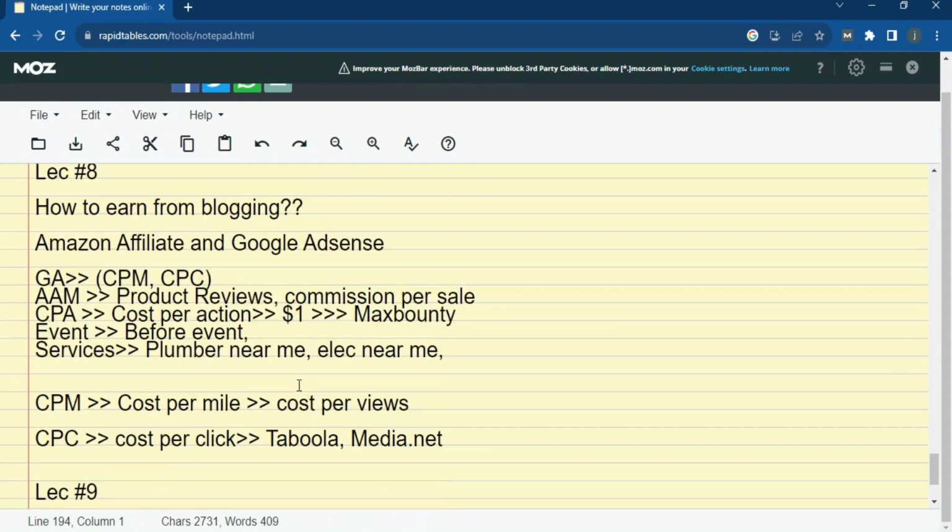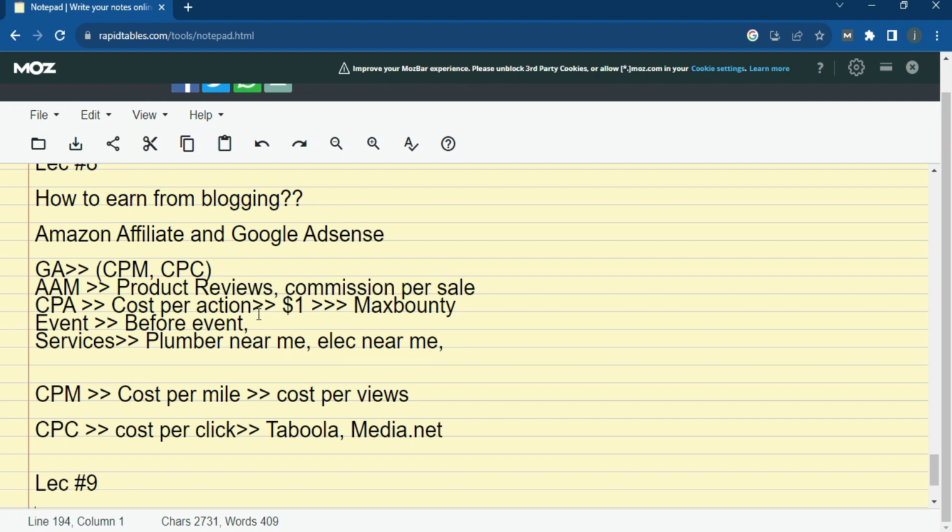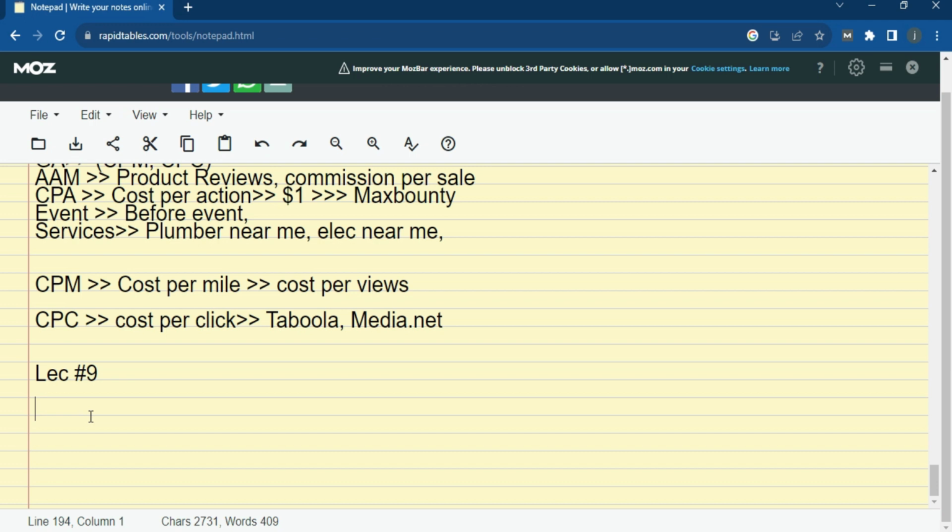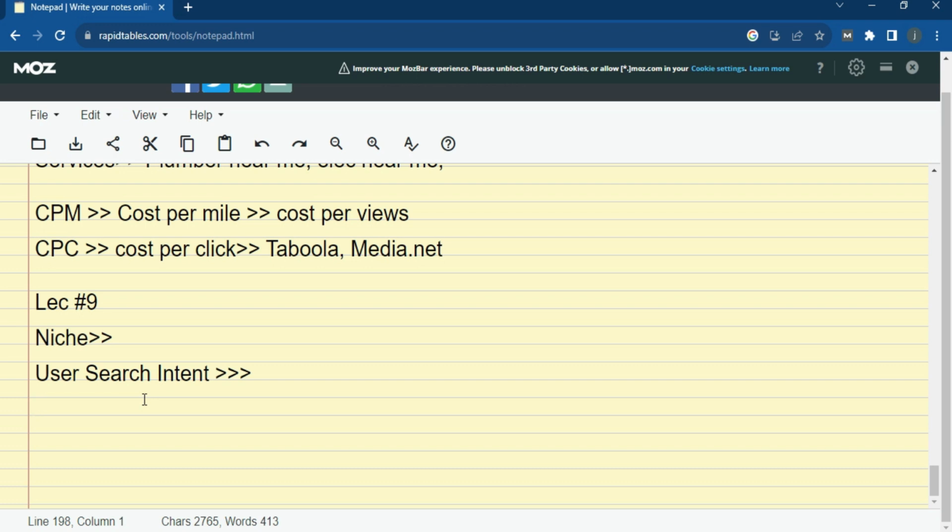In the previous lecture, number 8, we looked at different ways and methods to earn money from blogging. Viewers, in this lecture number 9, we're going to have a look at the niche. Specifically in niche, user search intent is very much important. We need to know what intent our user is on. If we don't know the intent of our user or customer, we will not be able to deliver as per their expectations. So intent is very much important.